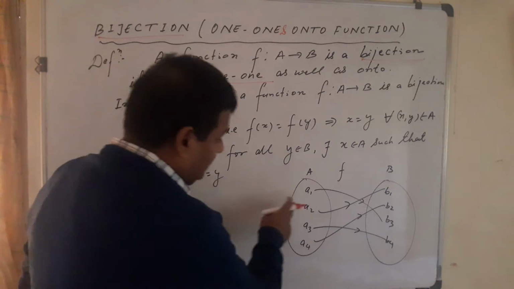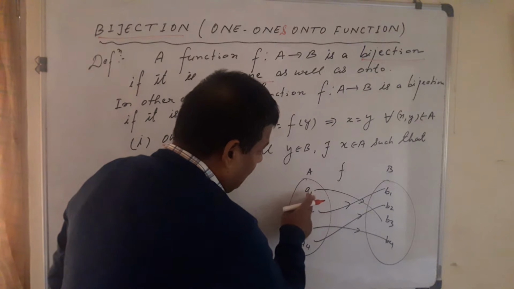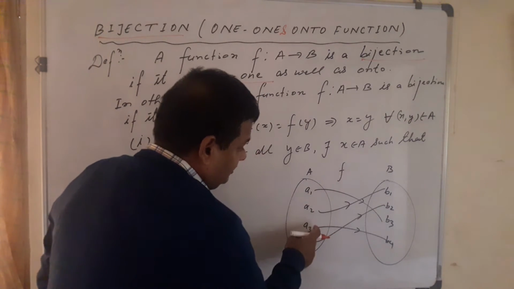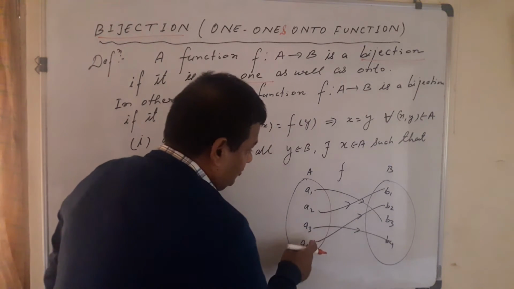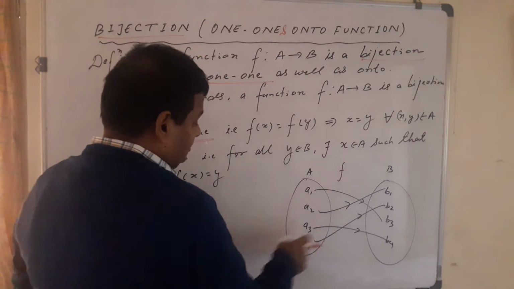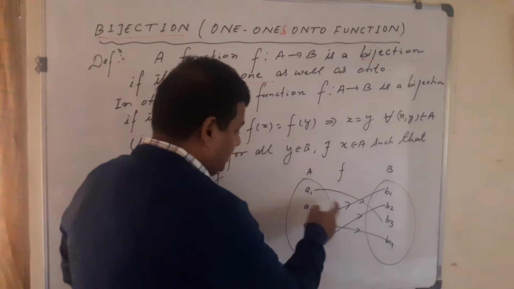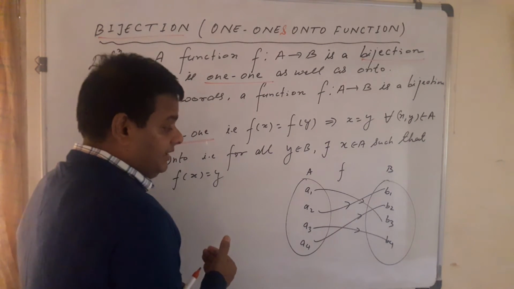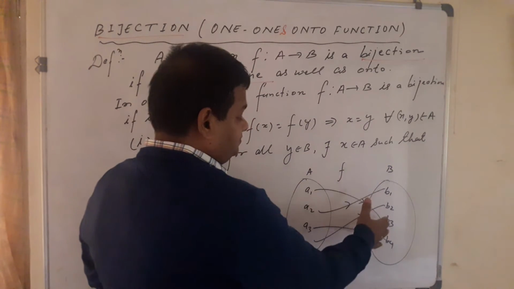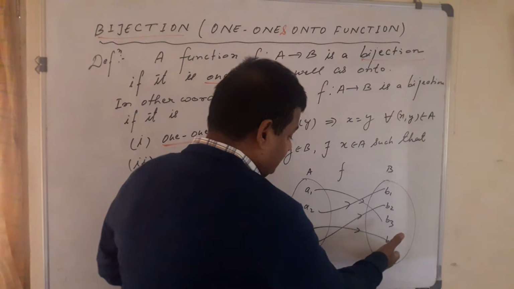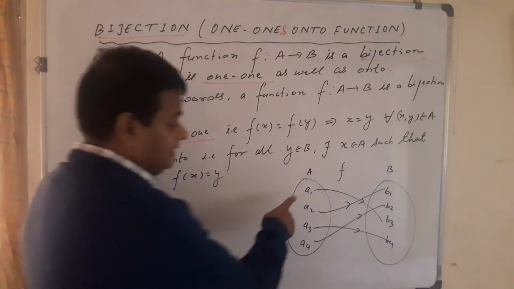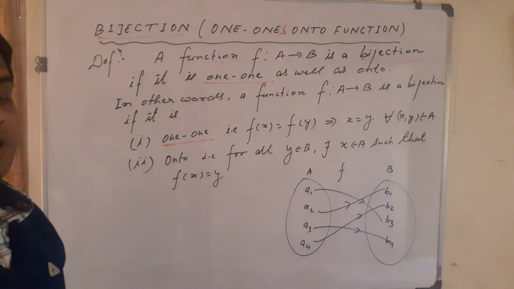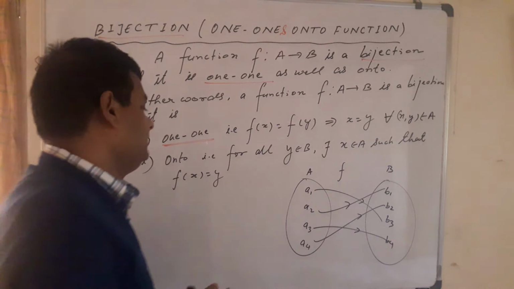Onto function: here in set A, A1's image is B3, A2's image is B1, A3's image is B4, A4's image is B2. So it means each and every element of set A has an image in set B. There is no element left in set B and there is only a one-one correspondence. So that's why this one is called a one-one function.